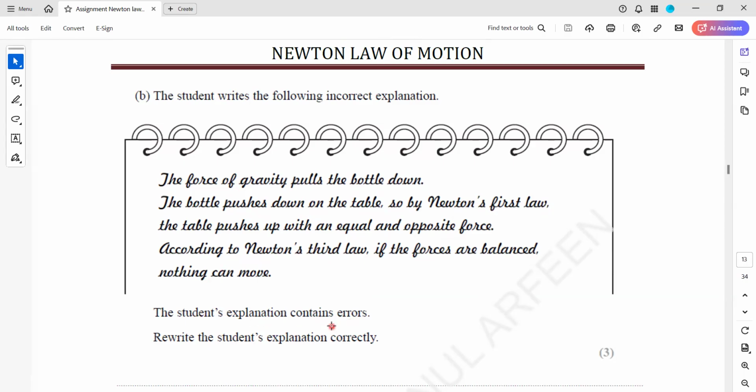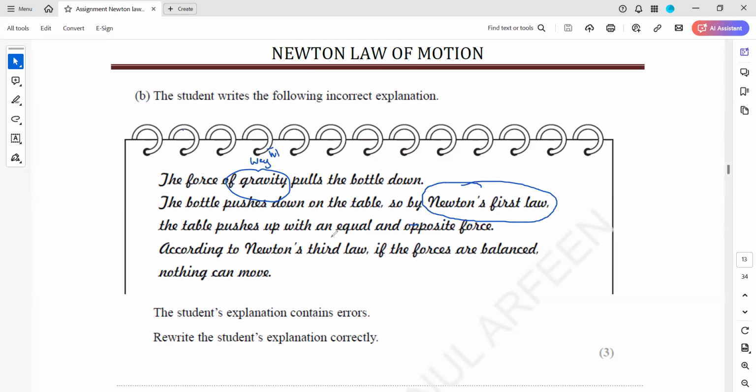The student's explanation contains errors. Rewrite the student's explanation. Can you identify the errors in the statements? Yes. Gravity does not... So the force of gravity, or weight, you can also use the term weight. That is one thing. The bottle pushes down on the table. So according to Newton's first law, yeah, one of the students identified this should not be Newton's first law. This should be Newton's third law.